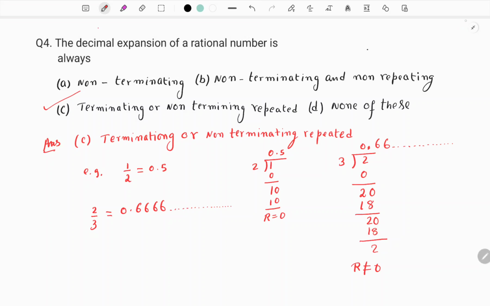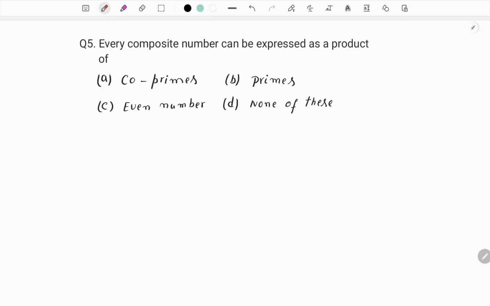So the next question is question number 5. The question says every composite number can be expressed as a product of option A, co-primes, option B, primes, option C, even numbers, option D, none of these. So here the correct option is option B, which is primes. So let us take one example of this.